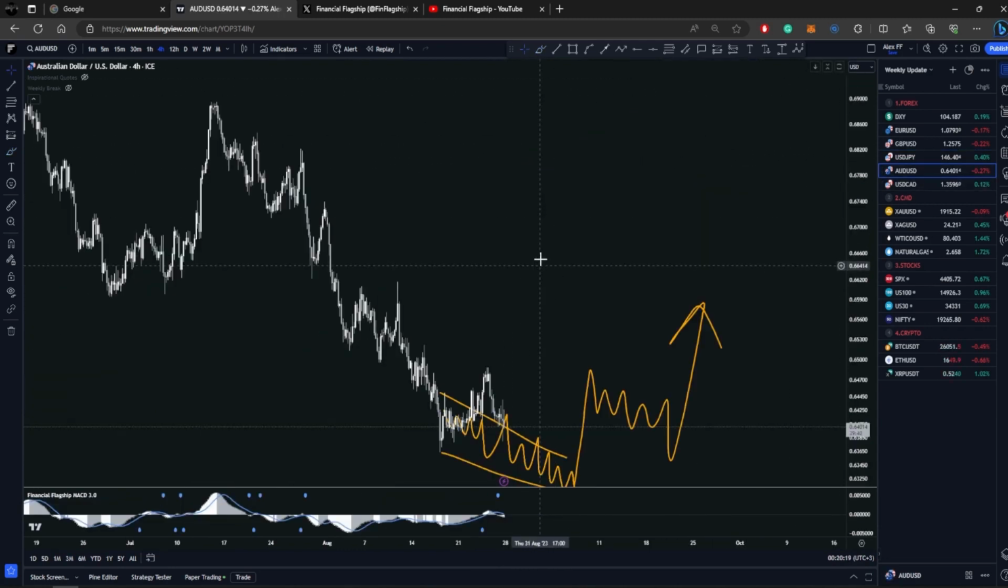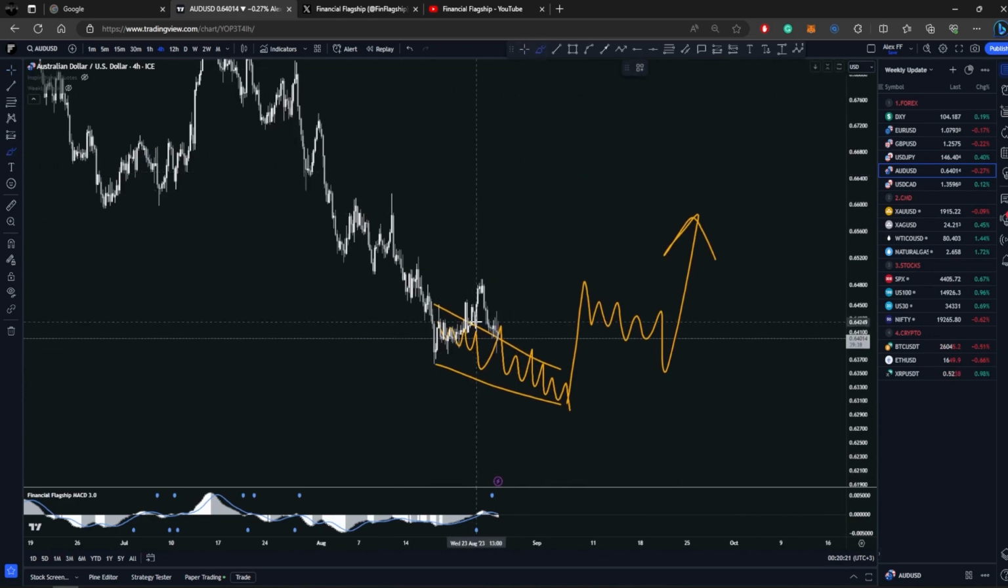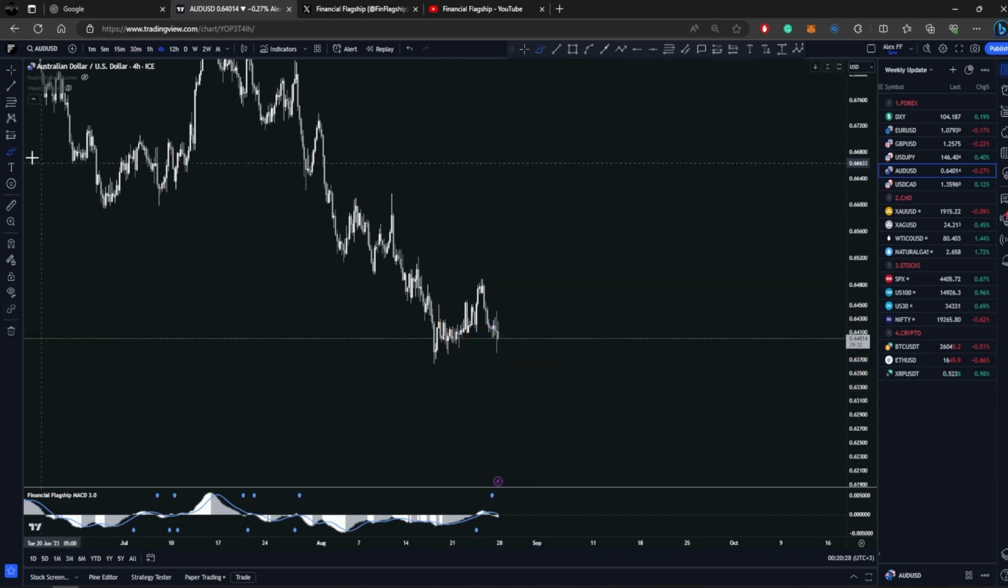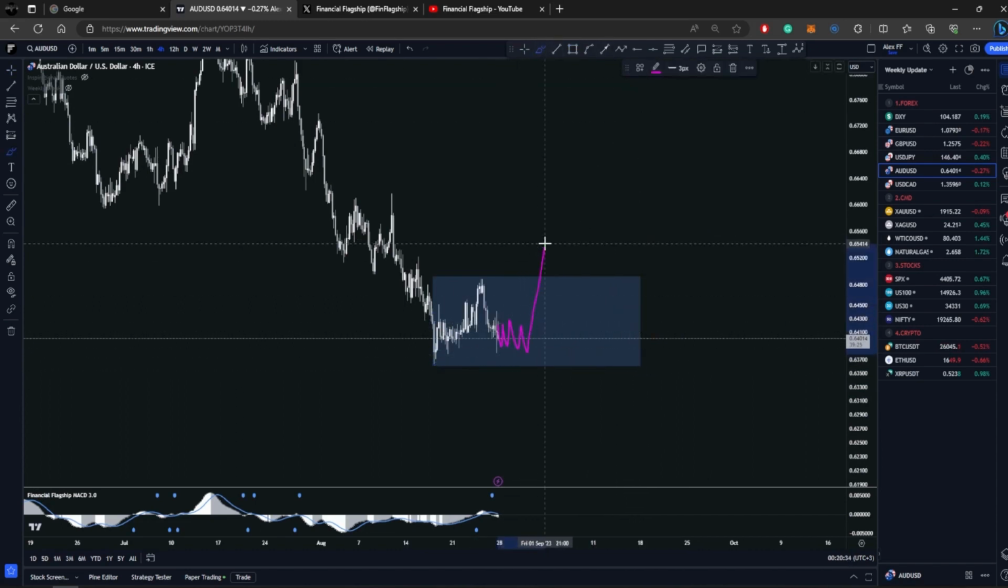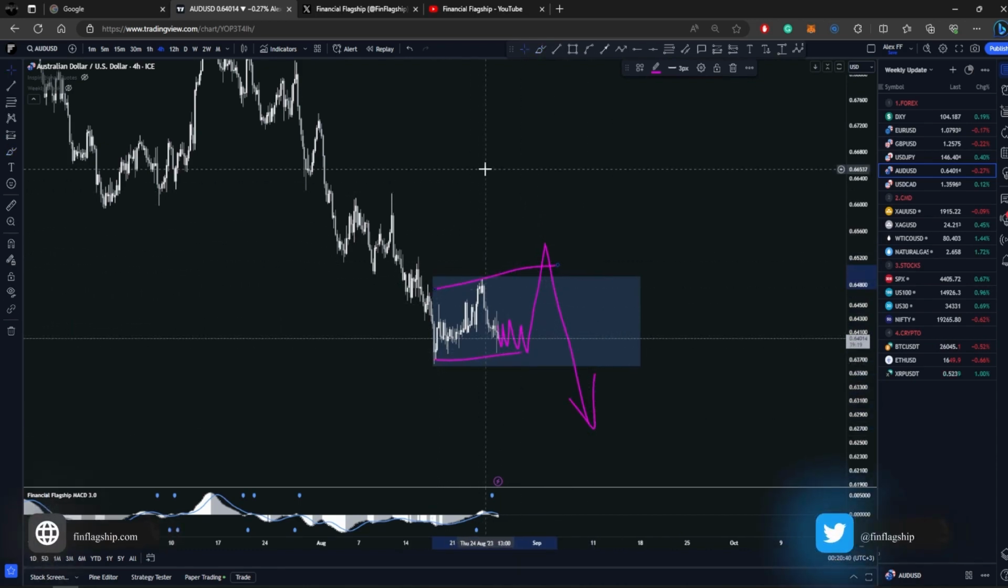For Australian dollar versus the US dollar, last week I was expecting the price to continue dropping, but in a slow manner. And as you can see here, the price ranged the whole week. And what I'm expecting next for Australian dollar versus the US dollar, I'm going to be expecting here this consolidation to finish and then drop one more time. This would be my forecast for this week on Australian dollar versus the US dollar.